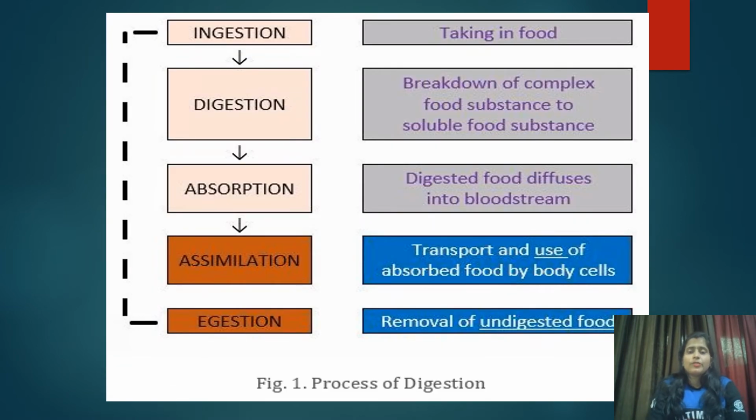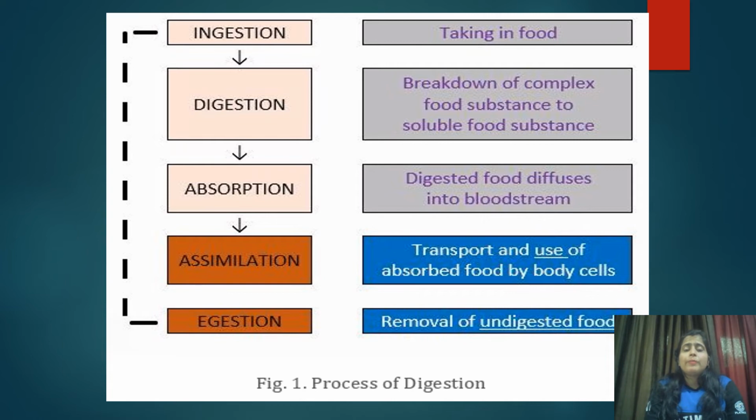Now the process of digestion. The process of digestion has been divided into 5 phases: ingestion, digestion, absorption, assimilation, egestion. Ingestion simply means taking in food particles. Digestion means breakdown of complex food substances into smaller or soluble food substances.